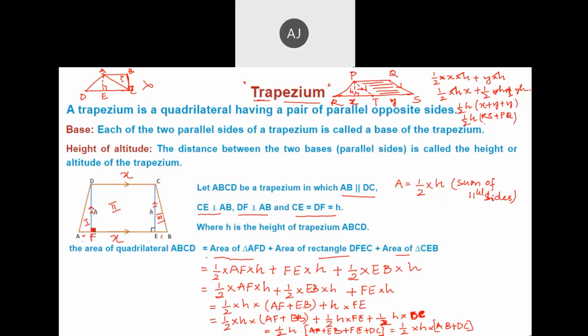What is this RS and PQ? Sum of parallel sides. So we can derive the area of a trapezium using a parallelogram and a triangle, or else we have to divide it into three regions, two triangles and one rectangle. Any doubt till now? No, sir. So I am going to end today's class at this stage.